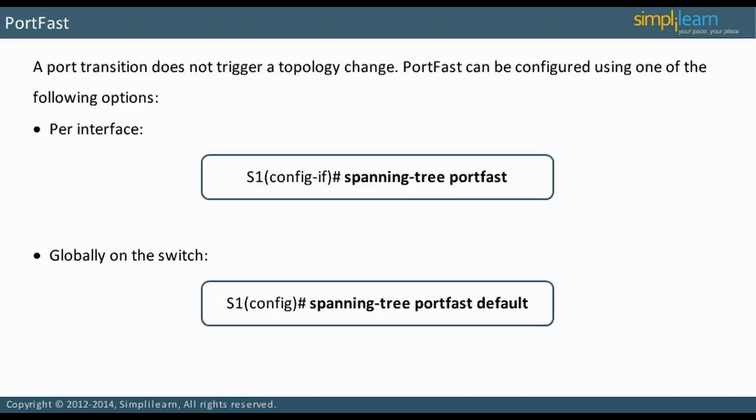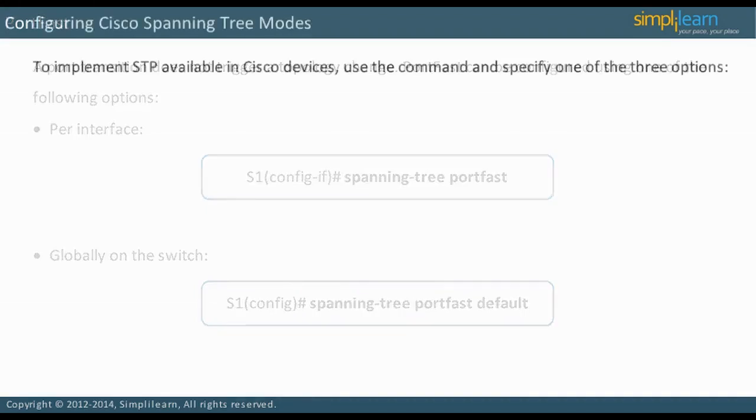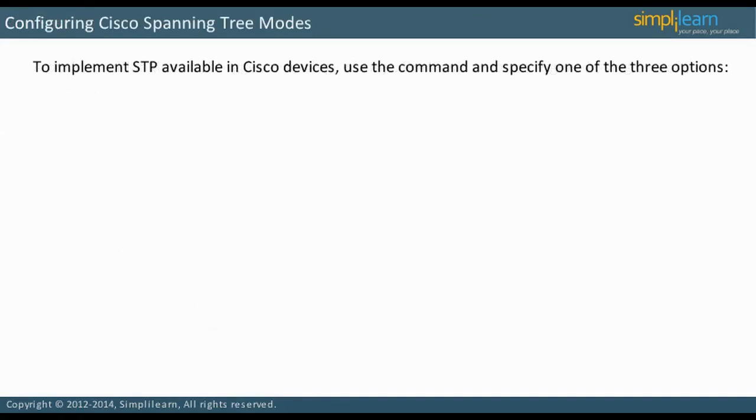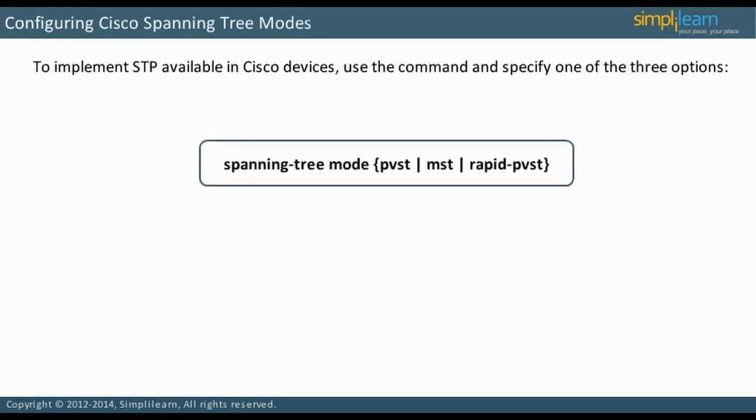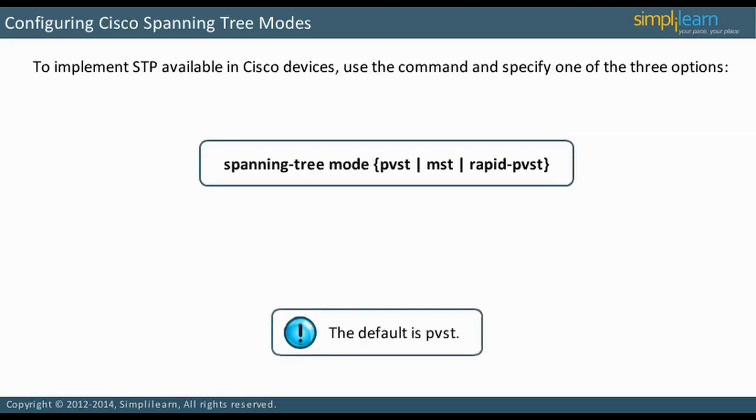Let us now learn to configure Cisco spanning tree modes. To implement STP available in Cisco devices, use the command shown on the slide and specify one of the three options. The default is PVST. In the next slide, let us look into the Per VLAN Rapid Spanning Tree.